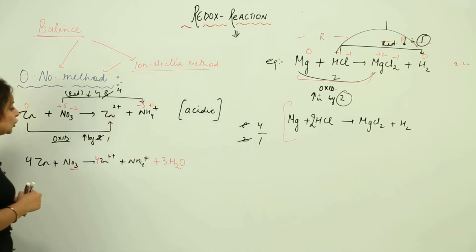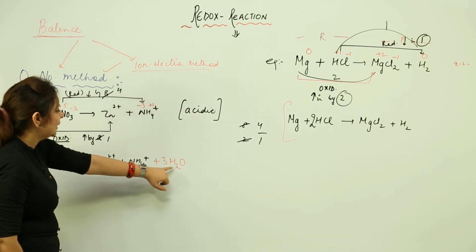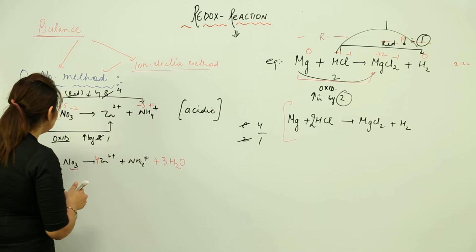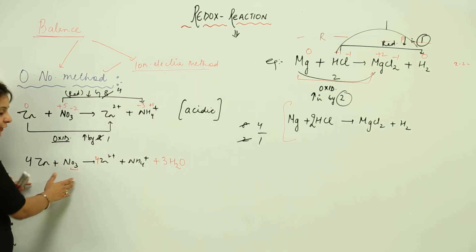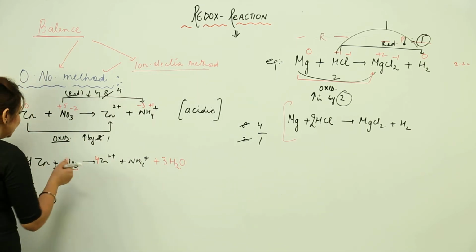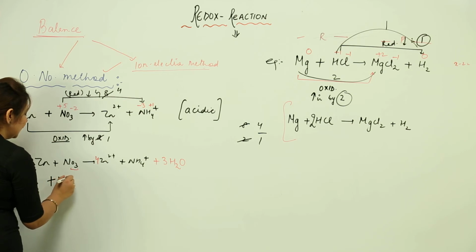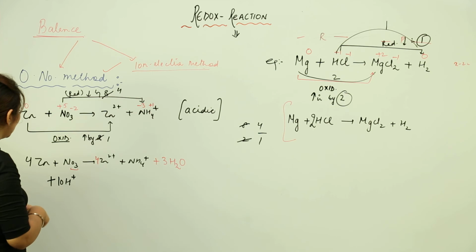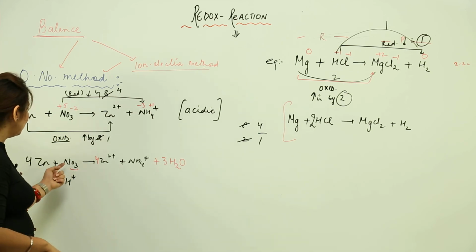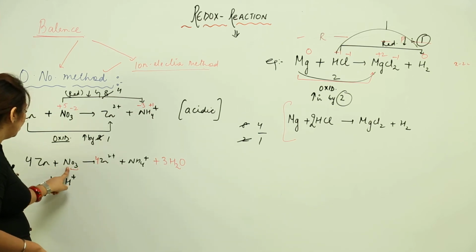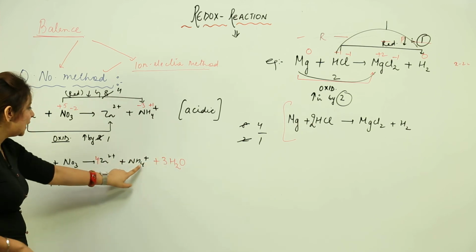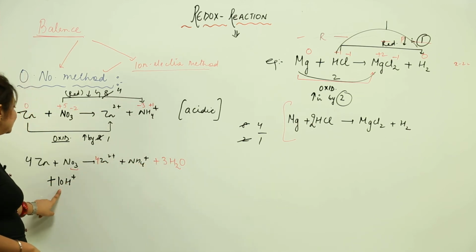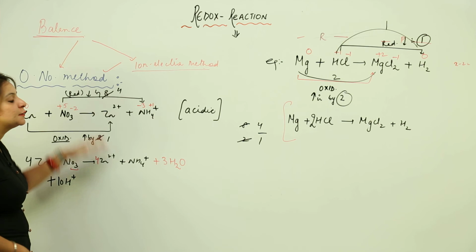So that means to balance this, 4 plus 6, that means 10, this side is actually deficient in hydrogen. So I am going to put 10 hydrogen ions here. Now let us see whether it is balanced or not. 4 Zn, 1 N, 1 N, O3, hydrogen 6 plus 4, 10, and this is mine, 10. So that means this is balanced now.